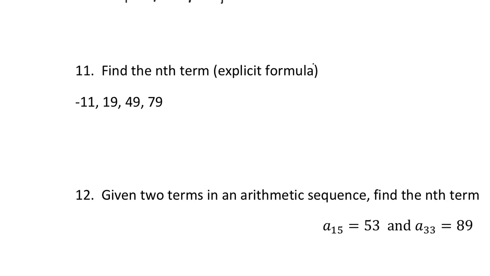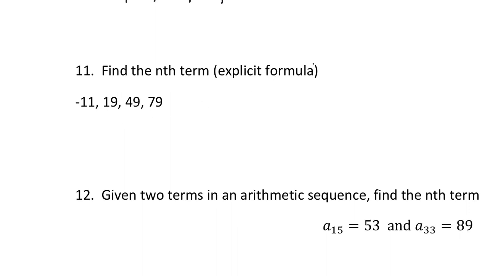Now, for number 11, this is from 8.2, and that's not clear in the problem, but if you recognize what kind of sequence this is, from negative 11 to 19, you add 30, and then from 19 to 49, you add 30. From 49 to 79, you're adding 30. You're adding the same number every time, which makes this an arithmetic sequence, and that's what we studied in section 8.2. So what this really says is find the nth term, or the explicit formula, of this arithmetic sequence.